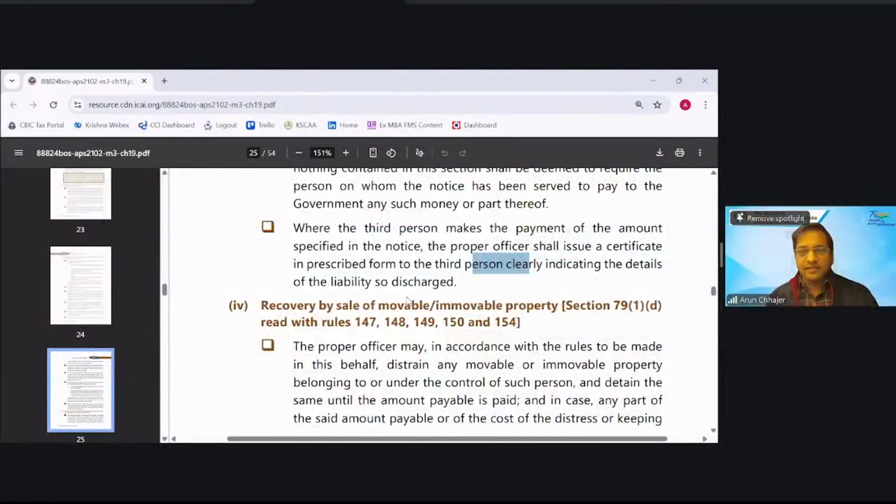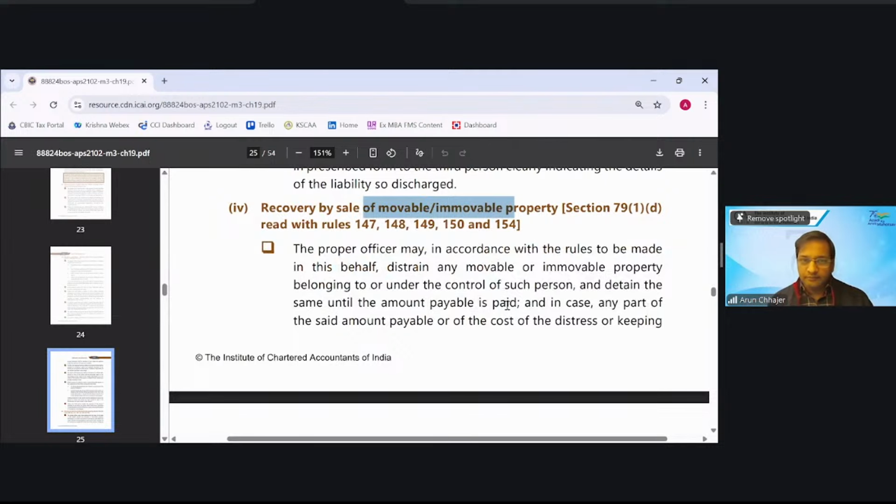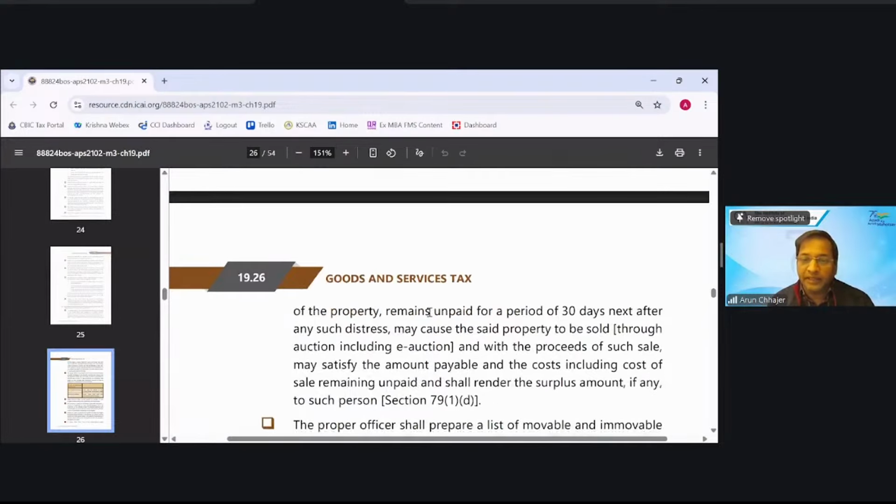We have discussed the recovery, garnishing proceeding, etc. Let's move further. Recovery, sale by sale of movable or immovable property. So the proper officer, in accordance with the rules to be made in this behalf, may distrain any movable or immovable property belonging to or under the control of the defaulter and detain the same until the amount payable is paid. In case any part of the said amount payable or of the cost of the distress or keeping the property remains unpaid for a period of 30 days.